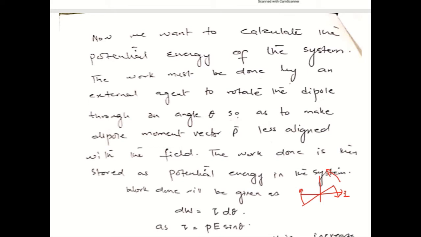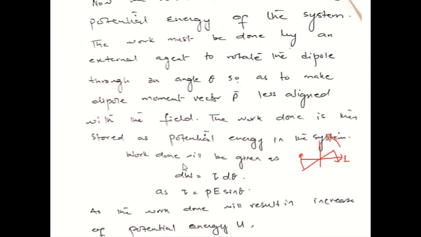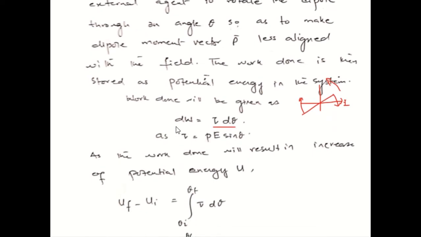So now I want to calculate the potential energy stored in the dipole. I know that work done is equal to tau d theta, where my tau is PE sine of theta, and I have this change in theta. So as I'm varying the position by varying the angle of the dipole, I am storing potential energy within the system. So I can write this potential energy. This is actually the work done, and I have told you before that in most of the problems in electricity, the work done is given by U.